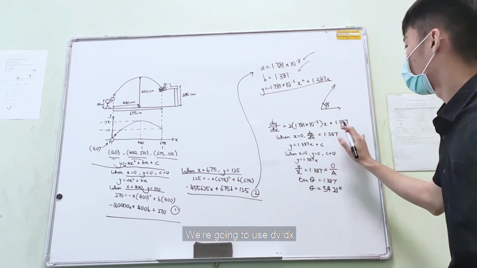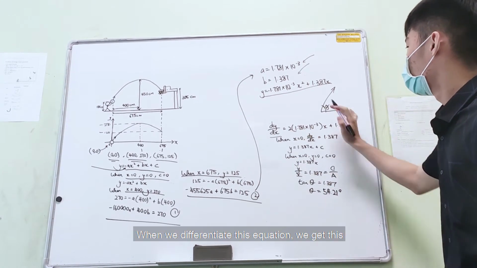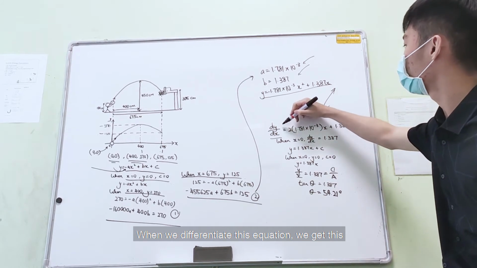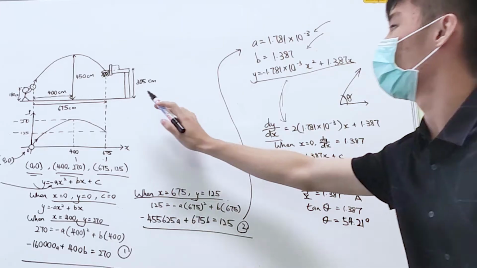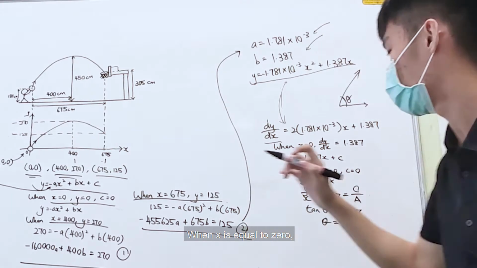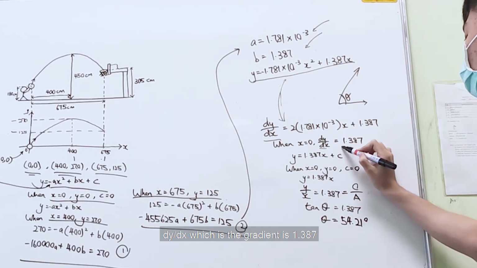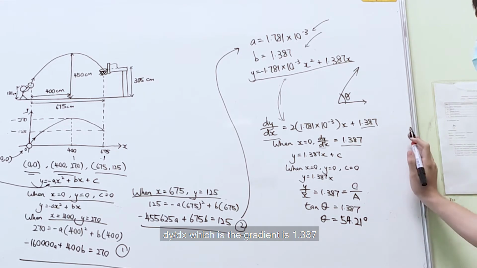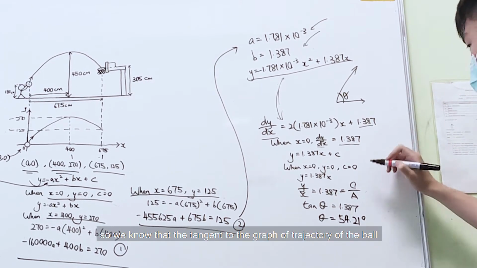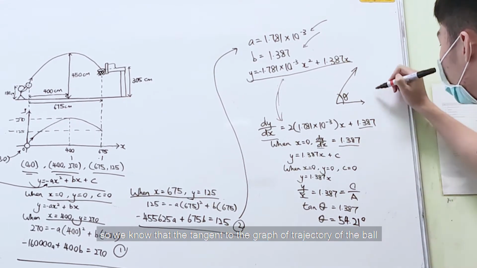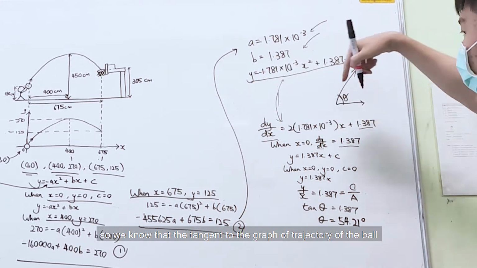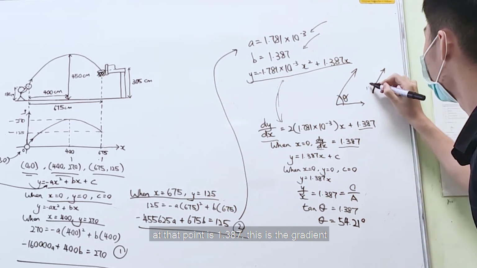We are going to use dy/dx. When we differentiate these equations, we get this. When x is equal to 0, which is when the ball is initially thrown, dy/dx, which is the gradient, is 1.387. So we know that the tangent to the graph of the trajectory of the ball at that point is 1.387.